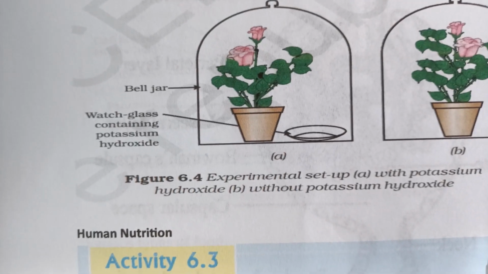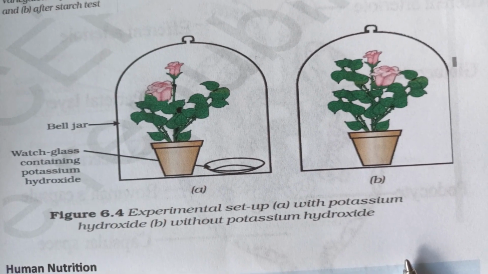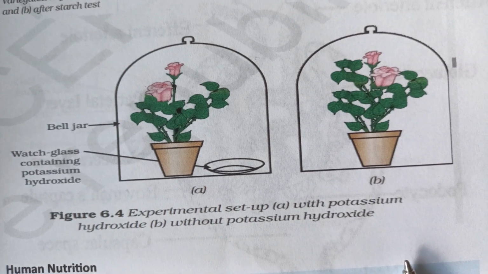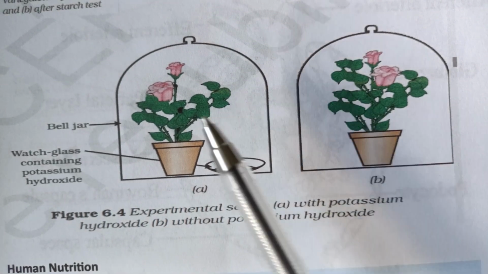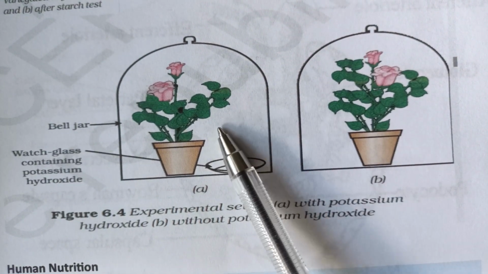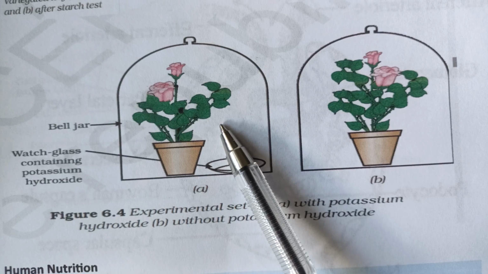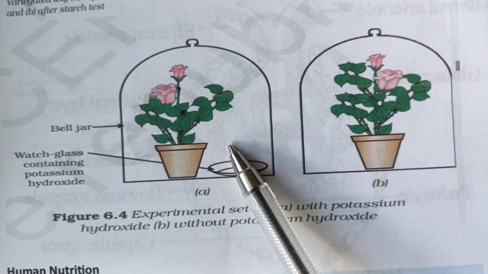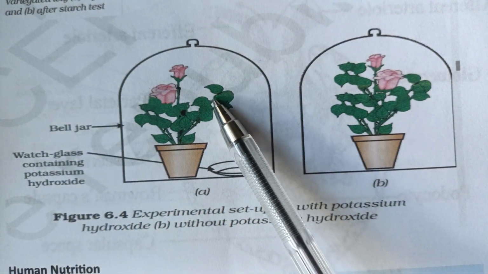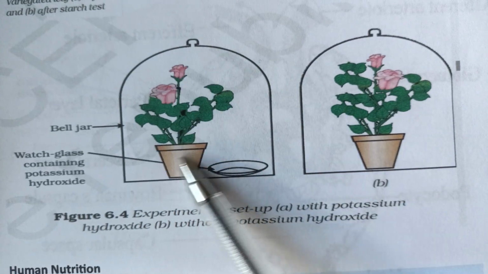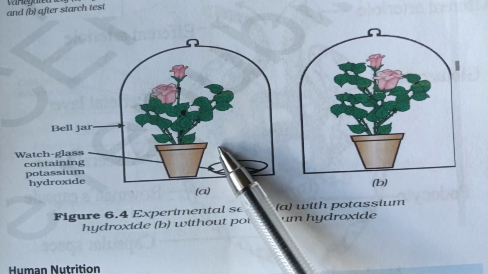So now the explanation for this activity is that potassium hydroxide absorbs all the CO2 from this bell jar. So there's no CO2 available. And remember your photosynthesis definition, it is the production of energy using carbon dioxide, water, chlorophyll, and sunlight. So if there's no CO2, this plant will not be able to perform photosynthesis. So there will be no starch in this leaf because this plant has not done photosynthesis for the last 3 days. It was kept in the dark, and now you are taking the CO2 away.